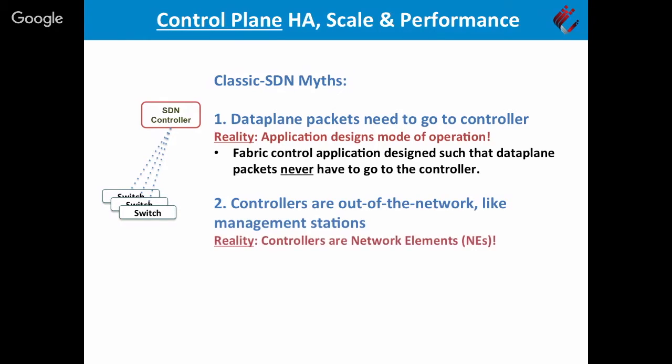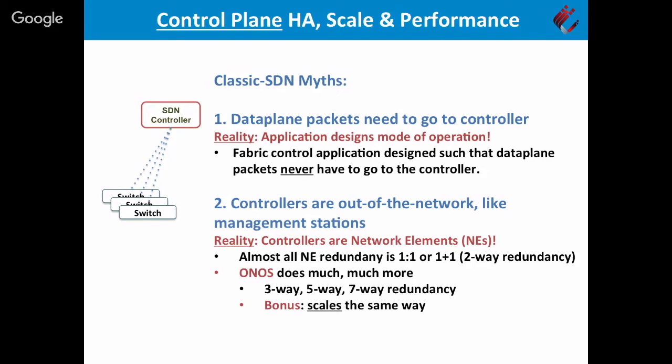But the reality is controllers are really network elements, okay? They are really part of the network. They're not some management station somewhere in some NOC, right? They're part of the network elements. And if you look at all of networking, or nearly all of networking, redundancy is almost always two-way redundancy, okay? 1 plus 1, 1:1. It's active, active, active backup, and so on. Nearly all of networking, okay?